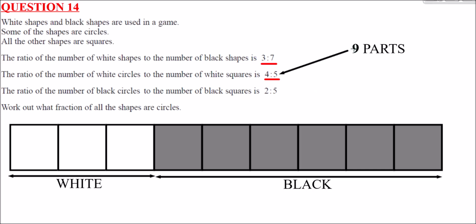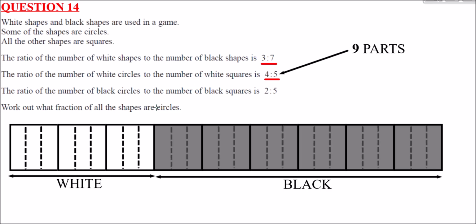So because that's 9 parts, but I've only got 3 blocks, I need to split each block here into 3, so I get 9 parts in total. So 1, 2, 3, 4, 5, 6, 7, 8, 9. So now I can picture 4 of these little strips are white circles, and 5 of these little strips can be completed with white squares. But because I've divided all of these squares into 3 strips, for consistency, I need to do the same with these black ones as well. So like I say, 4 white circles and 5 lots of white squares.